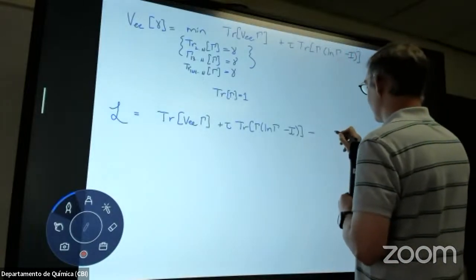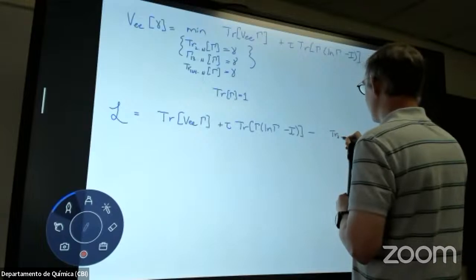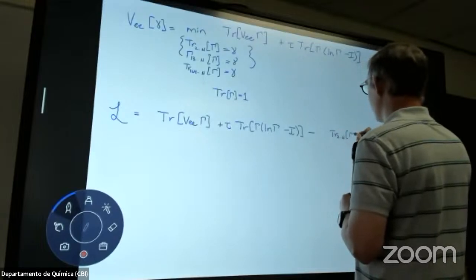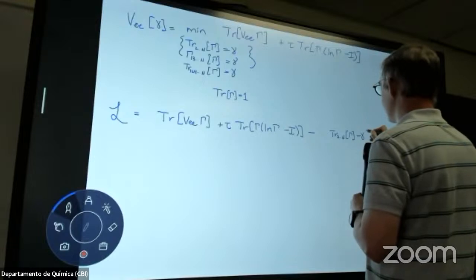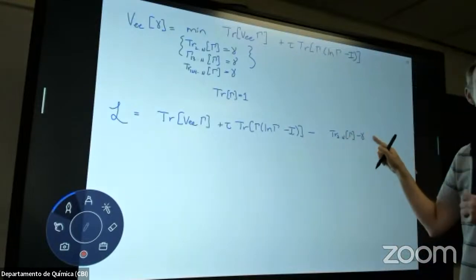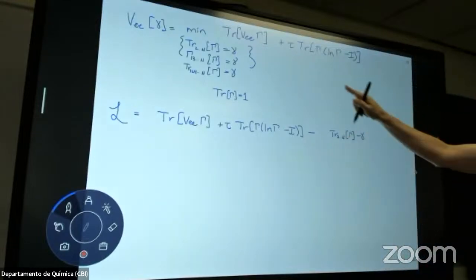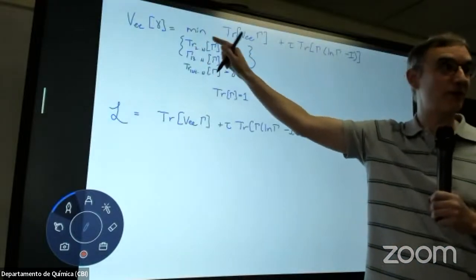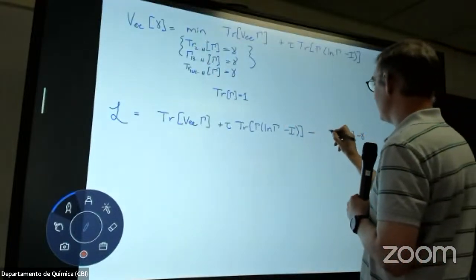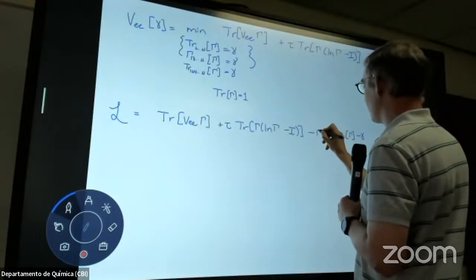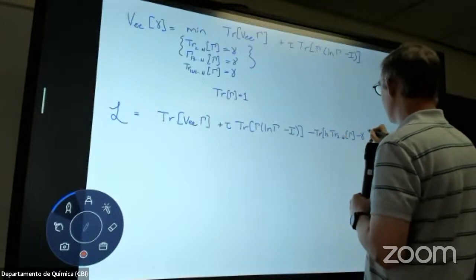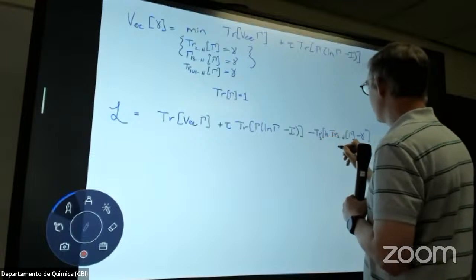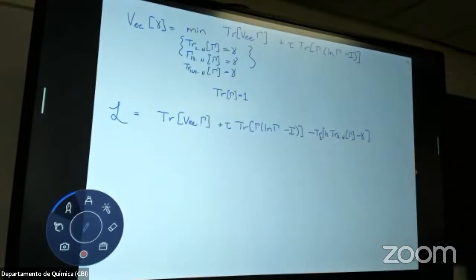So my constraint is that the trace of gamma minus gamma, this matrix, is supposed to be 0, right? So I just pulled this over to the other side. I said, well, this matrix is supposed to be 0. Then I need to add a Lagrange multiplier. So that's my Lagrange multiplier constraint for this.